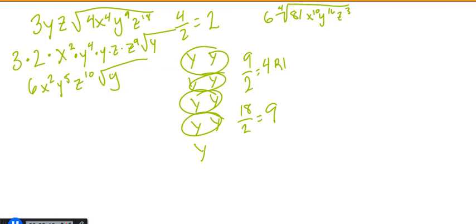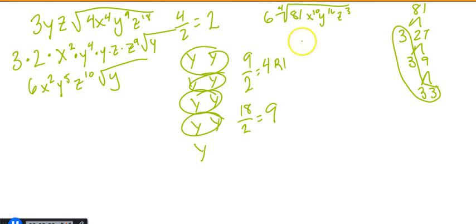Easy enough. Over here, I'm looking for groups of 4 now. Nothing else is changing. 81, let me break that down: 3 and 27, 3 and 9, 3 and 3. I'm looking for groups of 4, so I have 1, 2, 3, 4. So I get a 3 that's going to come outside. I already have the 6 multiplied by the 3 that just moved out. Now x to the 10th, doing 10 divided by 4. It goes in 2 times with a remainder of 2. So an x squared will get to come out, there's my x squared, and 2 are going to be left inside. So I'm just going to label that x.